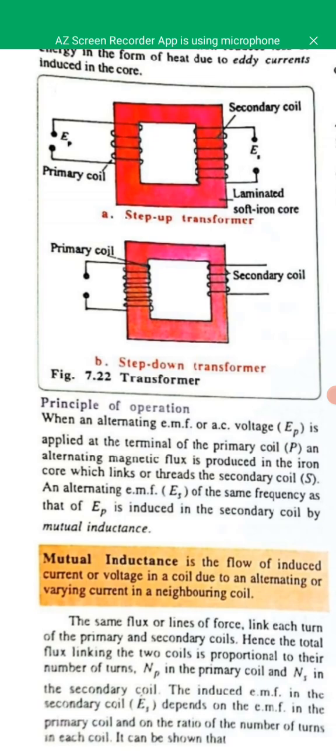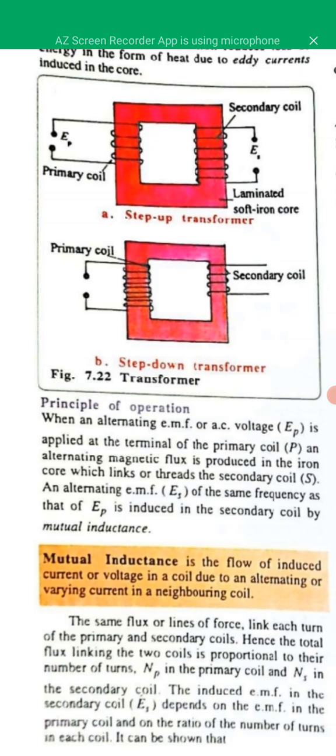So when an alternating voltage is applied at the terminal of a primary coil, and every coil has a positive and a negative terminal, what happens? An alternating magnetic flux is produced in the iron core. Now, this iron core links or threads the secondary coil.